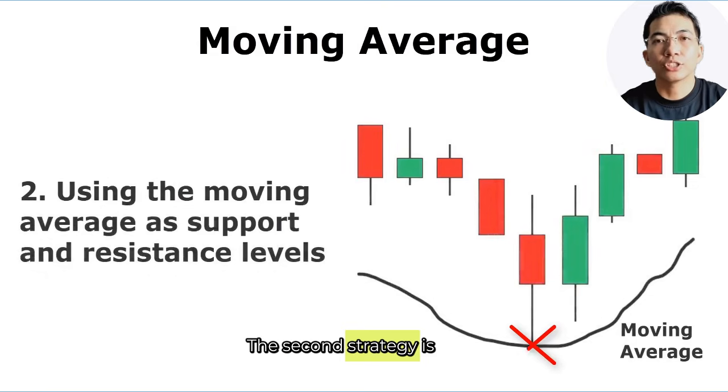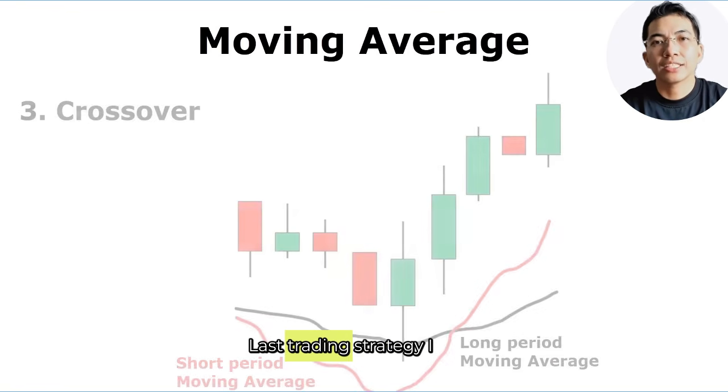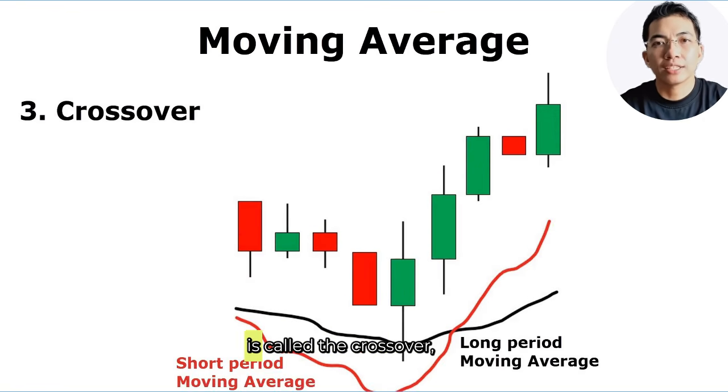The second strategy is using the moving average as support and resistance levels. Well, this doesn't need further explanation. I think it's quite self-explanatory. Last trading strategy I want to show you is called the crossover, and it needs two moving averages.